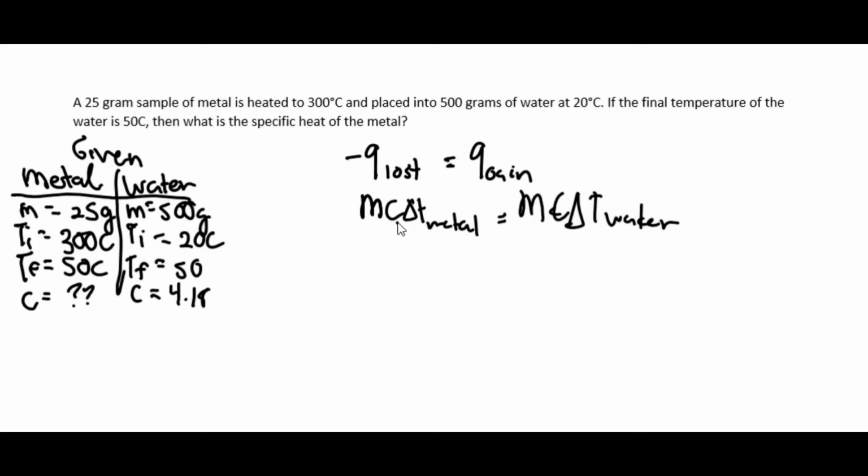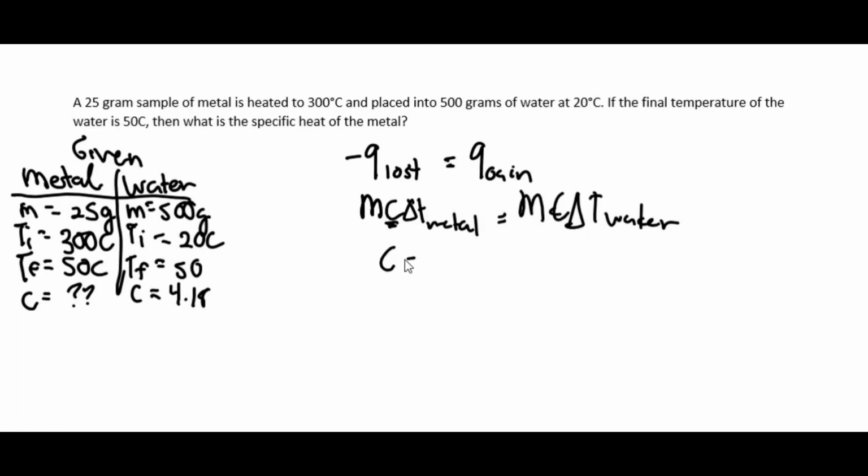Now that we have set it up, we have to make sure that the specific heat of the metal will stay here while transposing the mass and the temperature of the metal to the other side. So in order to do that, you have to divide by mass and temperature.